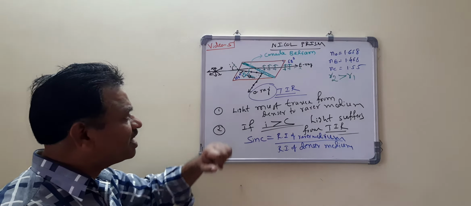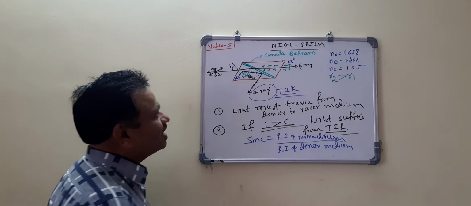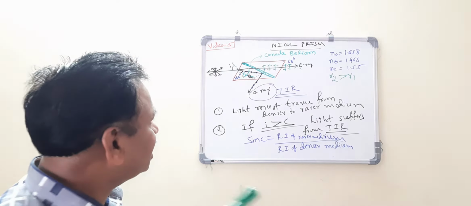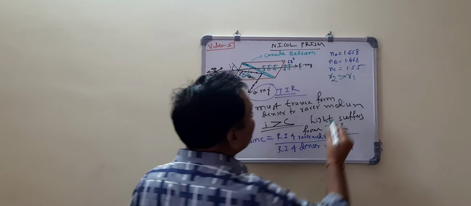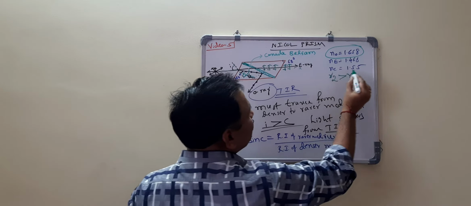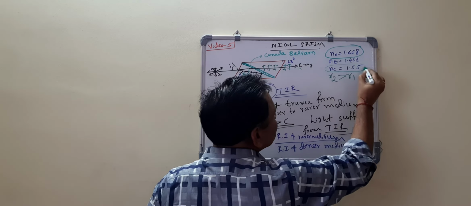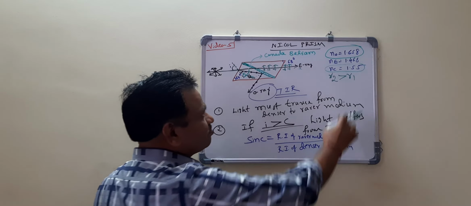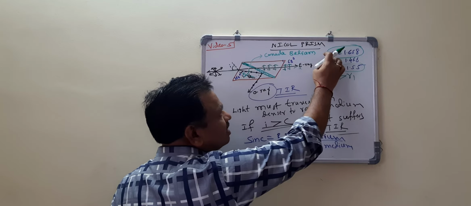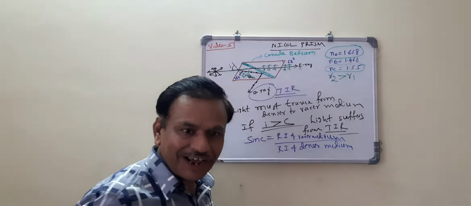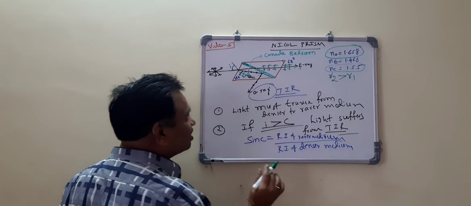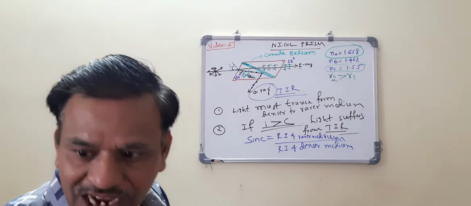Now the question is, which is the rarer medium and which is the denser medium? Now I will connect this to Canada balsam, and which ray are you talking about here? The ordinary ray. For the ordinary ray, the refractive index is higher here. And for the Canada balsam, this one, you see, which is more here? This is more here. So this is the denser medium and this is the rarer medium, because light is traveling from denser to rarer medium.